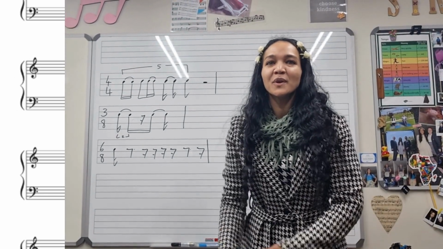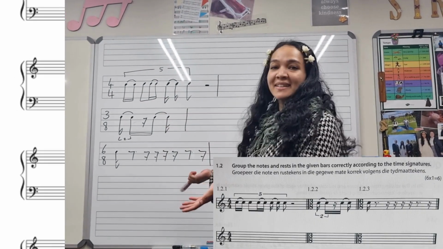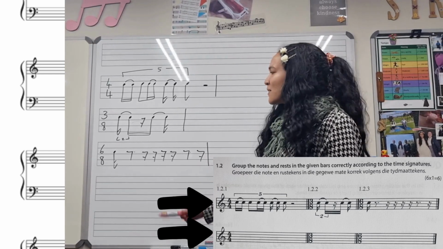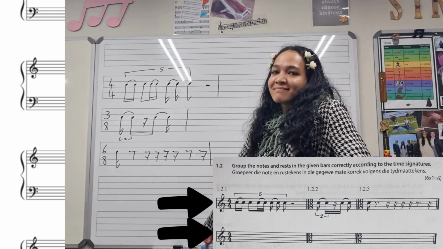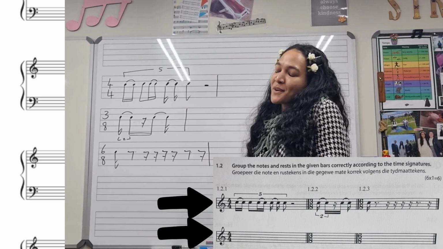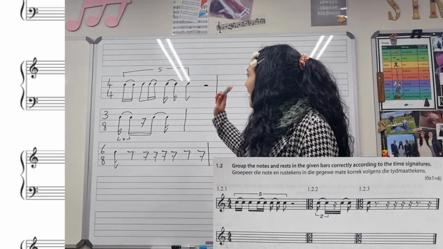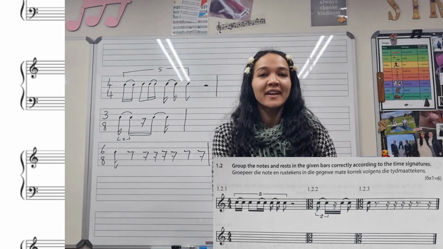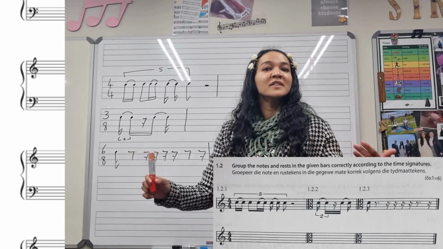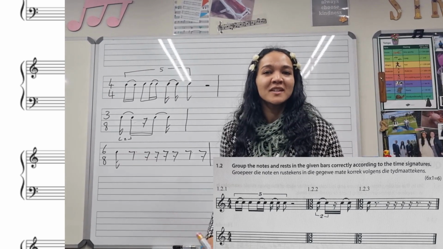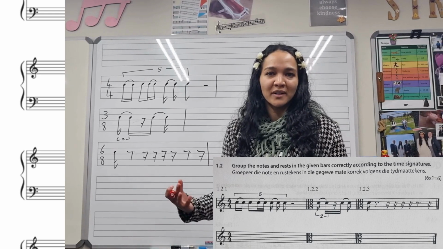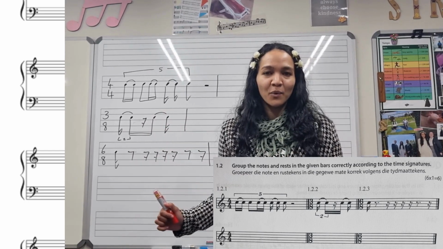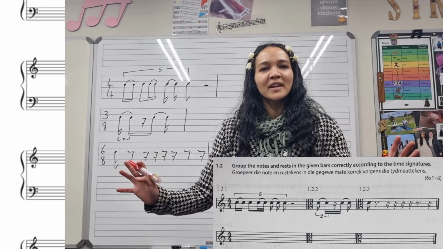In question 1.2, we are given some grouping exercises. So indeed, they do give us a treble clef for some weird reason. I've omitted the clef here because this is not about pitches, it's about rhythm. So bye-bye clef. But I have put down the 4/4, the 3/8, and the 6/8 exercise here. So yet again, we could get 3 of 7 various time signatures, and then we have to know how to group accordingly. So the question states, group the notes and rests in the given bars correctly according to the time signatures. Okay, very clear. We know what to do.